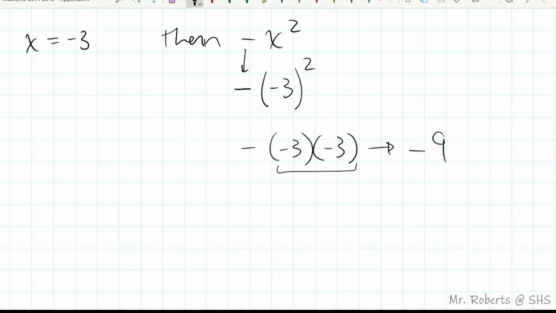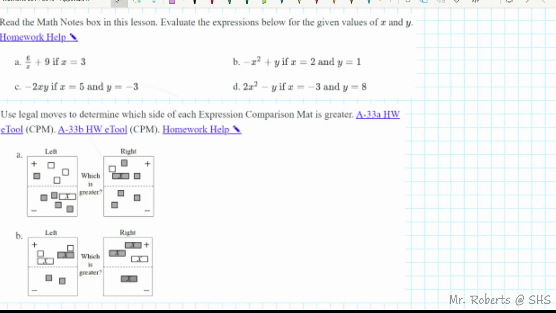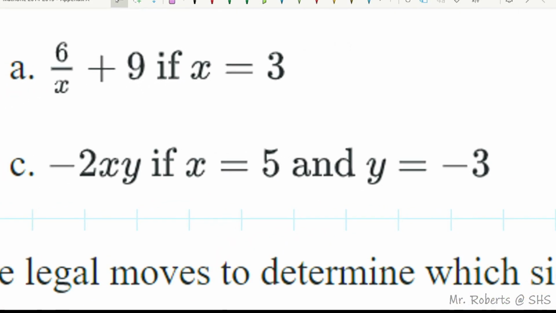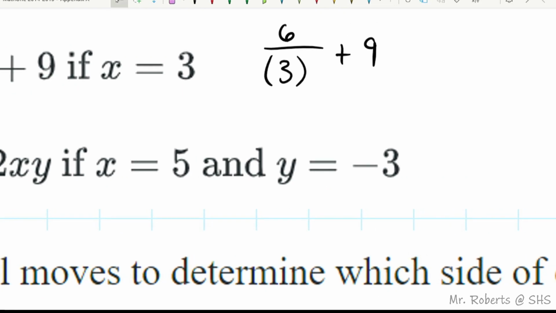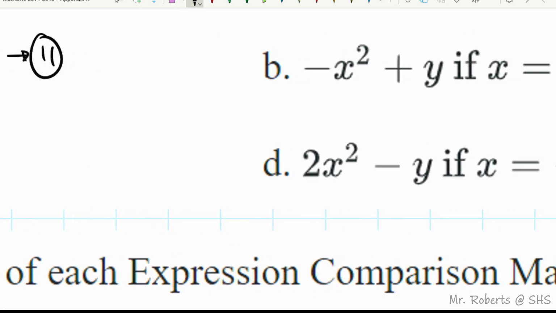Okay, so we're going to do a few of these now that we've reviewed the math notes. Let's go back and look at our book right here. It says evaluate this expression if x is 3. So if x is the number 3, we're going to be looking at 6 over, I'm going to use parentheses as it was recommended, 6 over 3 plus 9. 6 over 3 is 2, so this is going to become 2 plus 9, 9, 10, 11. This is the number 11. Nice.